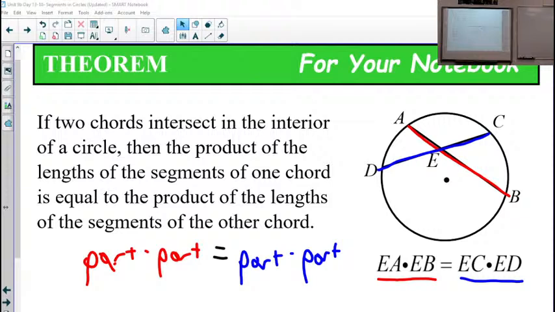There's going to be kind of two main formulas that you're going to see us look at here. This is one of them. So this is when everything is inside the circle. If you look ahead in your notes, you'll see the others are when we're outside the circle. So if we're ever inside the circle, this is the formula you're using. Part times part equals part times part.